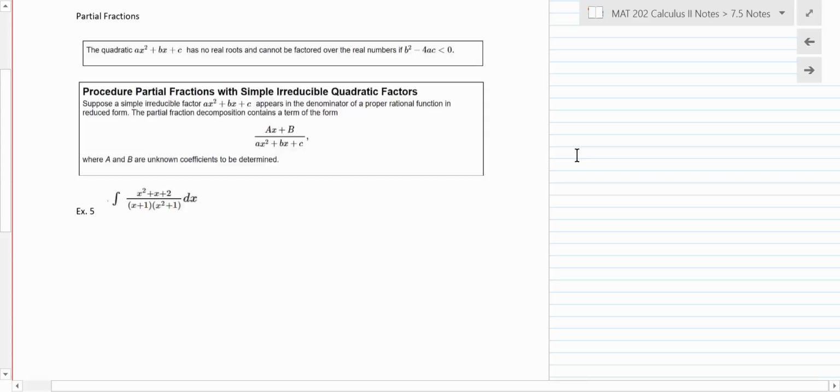This is what we call an irreducible quadratic. So this is another situation that you have to look at when you're dealing with partial fractions. What I want to show you on this is, first of all, what we mean by an irreducible quadratic factor. Just to give you an example, you might write this down.